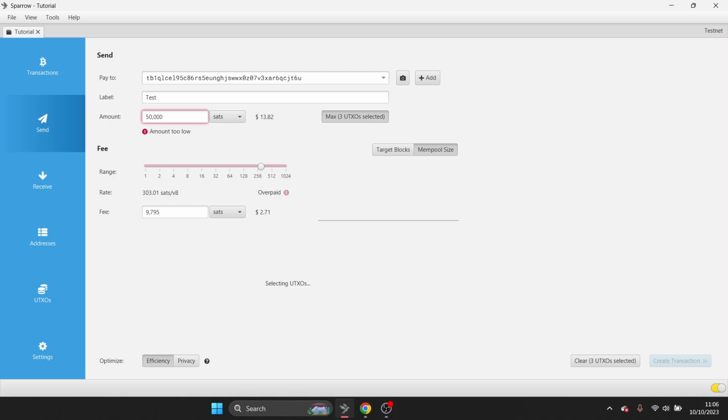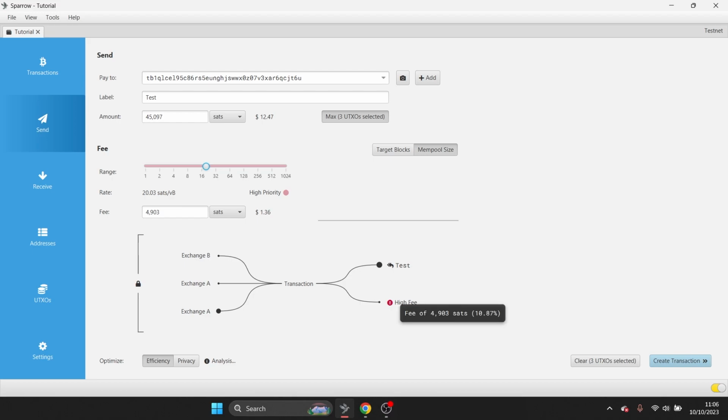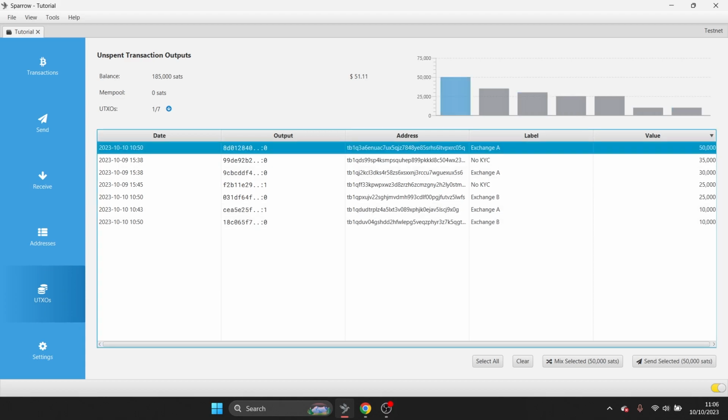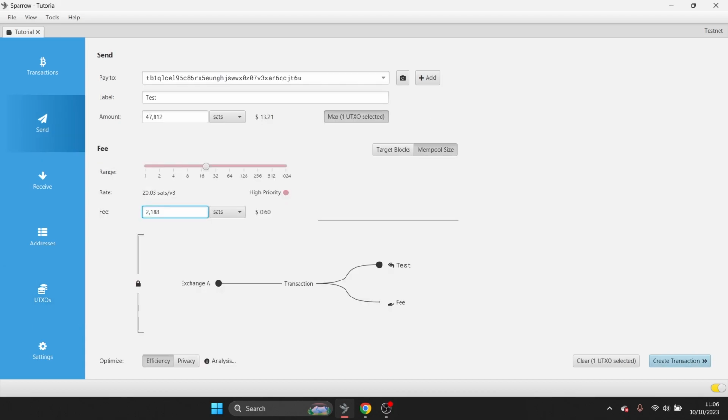Let's say we want to transfer 50,000 sats with a fee rate of 20 sats per byte. Then my fee would be 4,900 sats, which is 11% of the entire balance. Now let's compare that to just 50,000 sats and 1 UTXO with the same fee rate. Now my fee is only 4.5% versus 11% earlier.